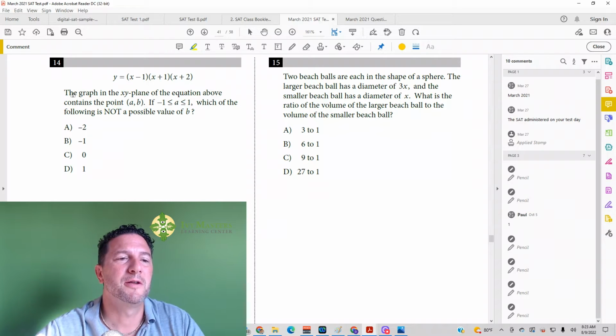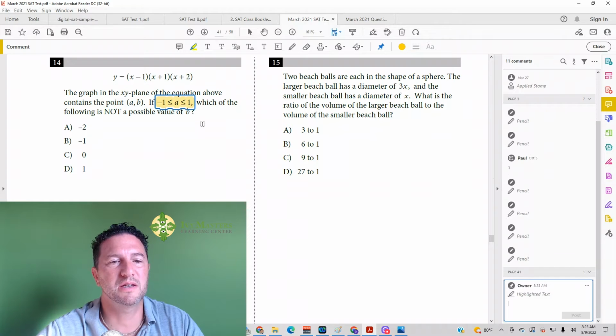14 reads, the graph in the xy plane of the equation above contains a point (a, b). If negative 1 is less than a, which is less than or equal to 1, which of the following is not a possible value of b?